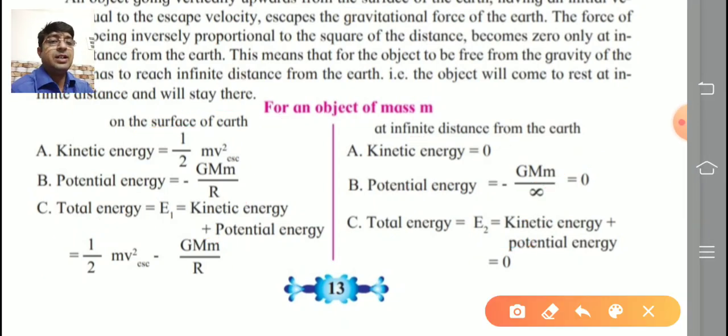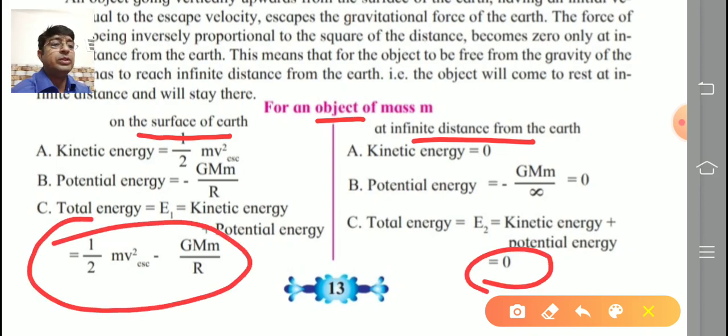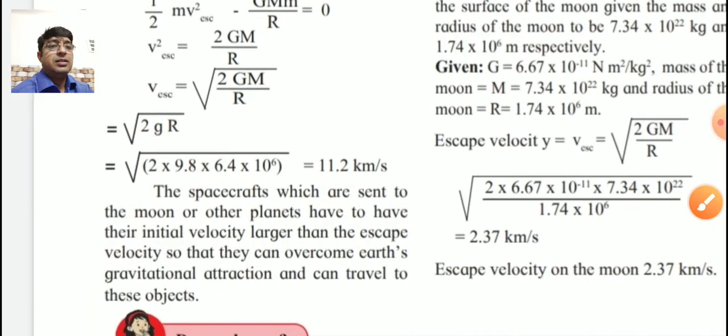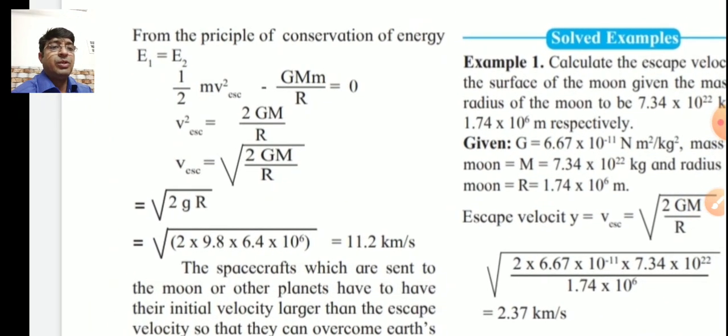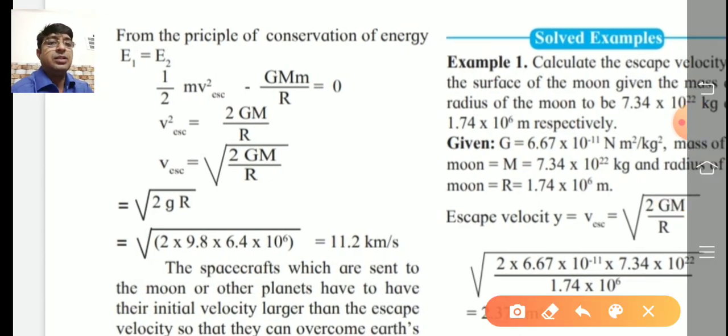So these two values are here: object of mass m on the earth's surface and at infinite distance, what is the total energy at both the places? From the principle of conservation of energy, E1 is equal to E2. Energy is converted from one form to another, so that it remains the same, only the form is changed. Therefore we are substituting these two values. So half mv infinite square minus GMm upon r equal to 0.